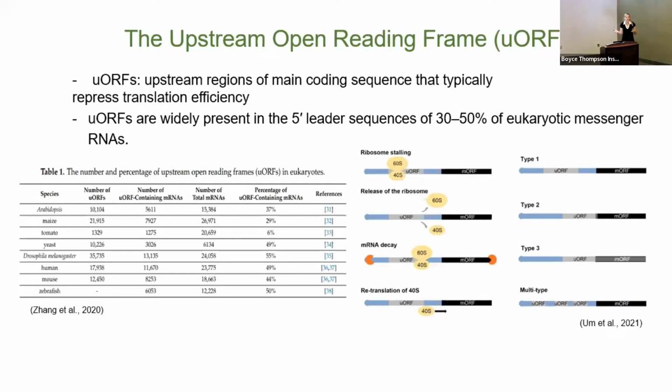So past research has found these elements to downregulate gene expression, and these elements work by several mechanisms: ribosome stalling, release of the ribosome, mRNA decay, retranslation of the 40S. They're classified into 4 major types depending on the positioning of the stop codon. Type 1, the stop codon of the uORF is independent of the main open reading frame. Type 2, the stop codon of the uORF overlaps with the main open reading frame. And type 3, the stop codon of the uORF is the same as the stop codon of the main open reading frame. And then we have multi-type.